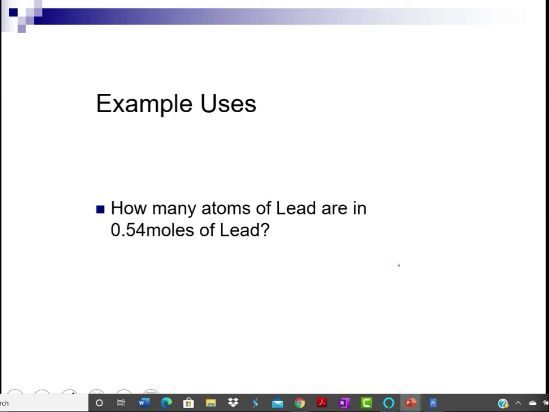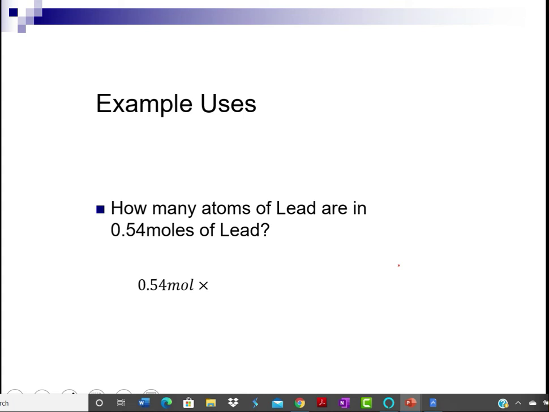So let's see how we use this. Let's look at our first example. Our first example says, how many atoms of lead are in 0.54 moles of lead? And we're going to use this concept of dimensional analysis, which we're going to use a whole lot here, to lay out our work to make sure that we don't make any mistakes.